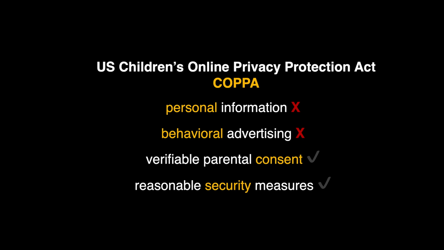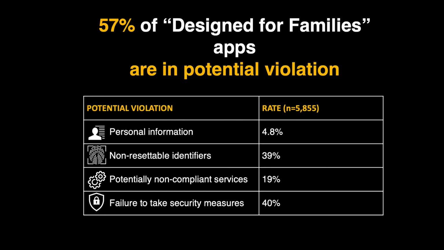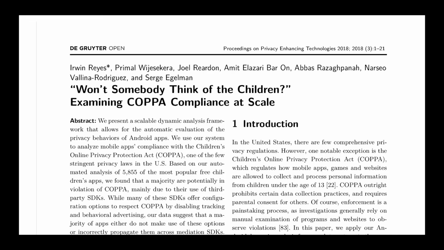And so we decided to dig deeper, and we started building up a corpus of children's apps, and we found that there was evidence that the majority of the apps that are specifically designed for children appear to be violating federal law. And most of it comes from collection of various types of non-resettable identifiers that allow for profiling, and having those identifiers being sent to services that are specifically for behavioral advertising and profiling, as well as non-use of TLS. And as I said, by and large, this comes from third-party SDKs.